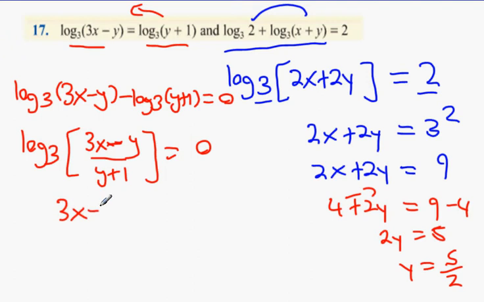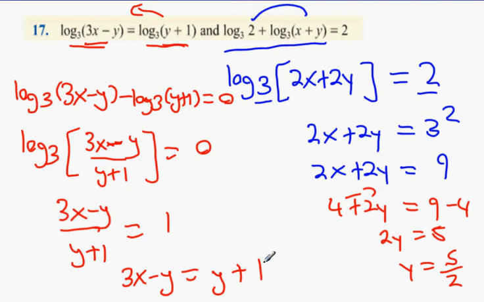This means that 3x minus y divided by y plus 1 equals 3 to the power 0. And what is 3 to the power 0? 1. So you basically end up with what we ended up with, 3x minus y, which is this part here, equals this one here. It still works, but it's actually a very long way of going about doing it. But it's nice to know you can do it.